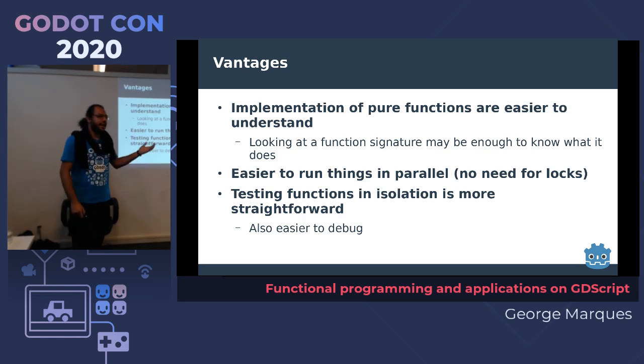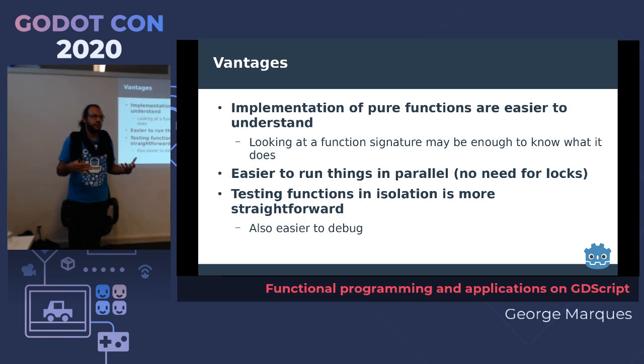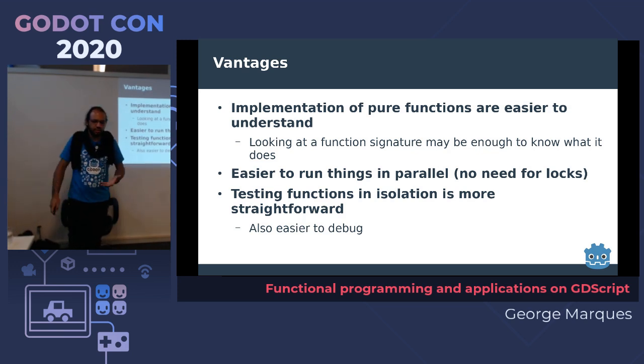And also it's easier to test because since it's self-contained, I just call this function and see if the result is expected. I don't need to mock anything. I don't need to set up a whole state of anything. It's kind of easier to test that.